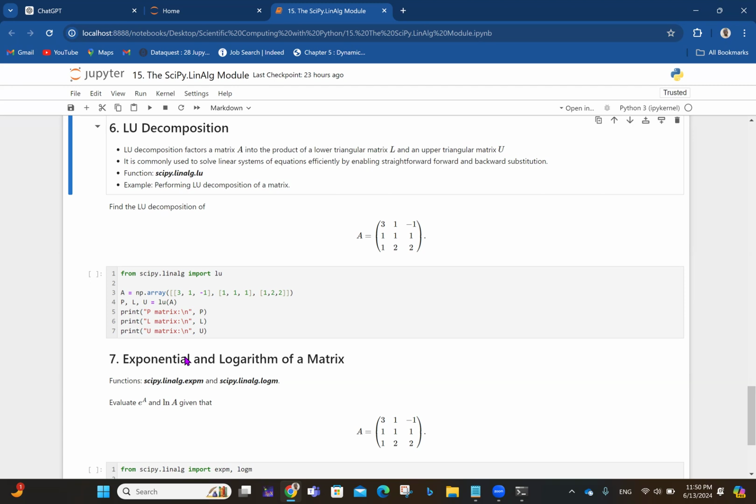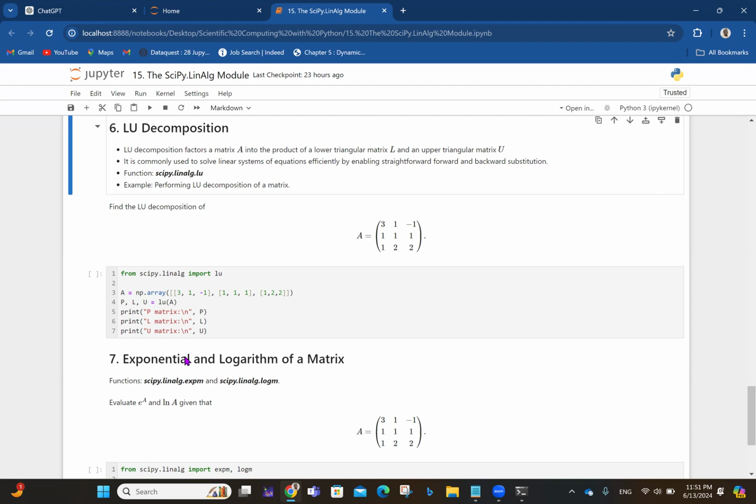So LU decomposition factors the matrix into the product of a lower triangular matrix L and an upper triangular matrix U. It is commonly used to solve linear systems of equations efficiently by enabling forward and backward substitution. In numerical analysis, sometimes you want to solve a matrix and it can be quite complicated if you just solve it directly. In fact, in the matrix playlist, there was this time we had to do the Gauss-Seidel method of solution.